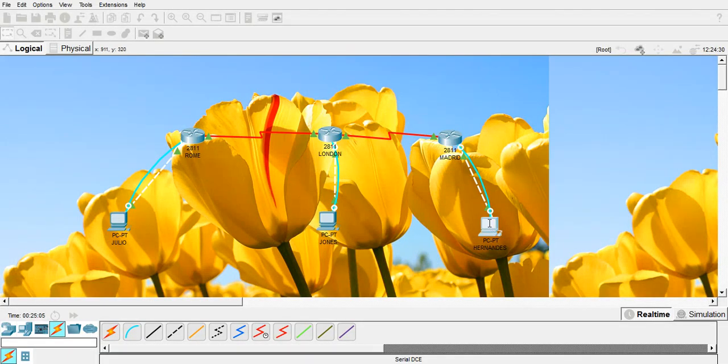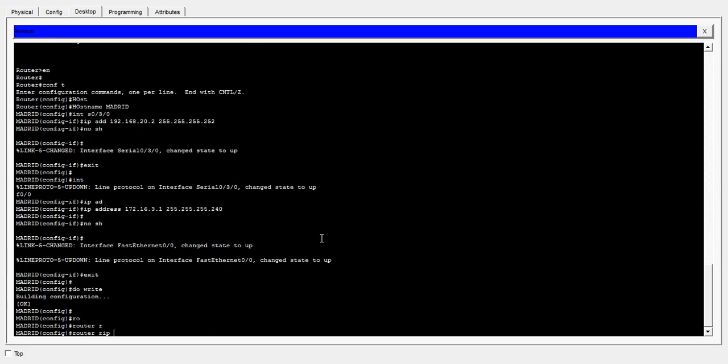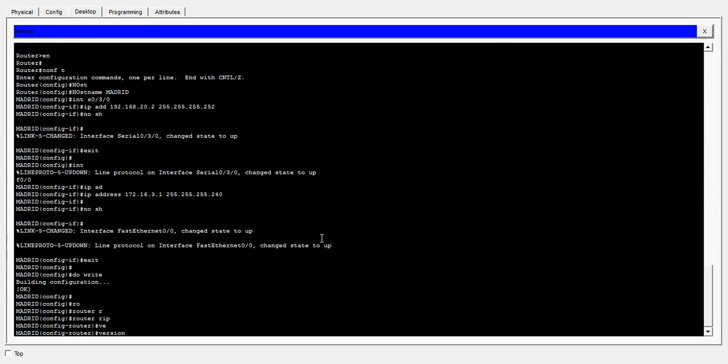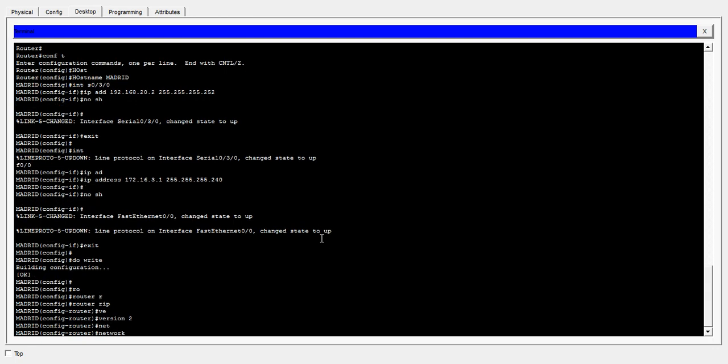I'll log into this router as well. Okay. Router RIP version 2, network 192.168.20.0.